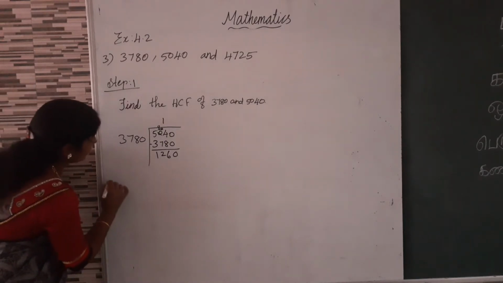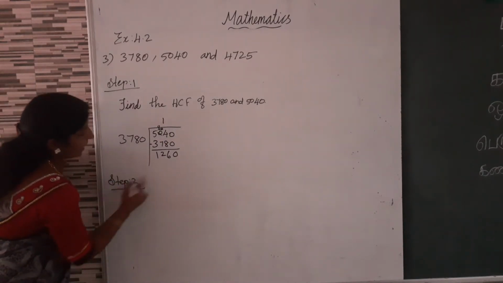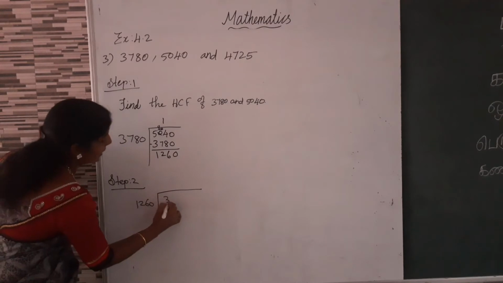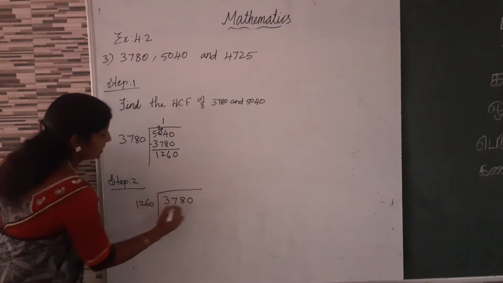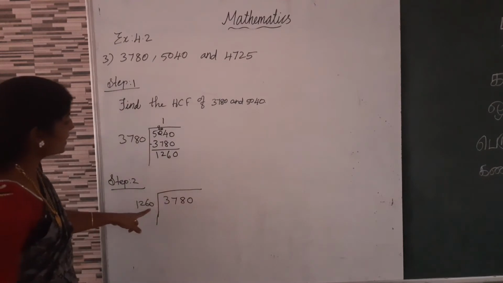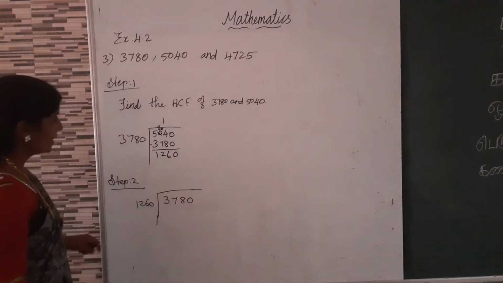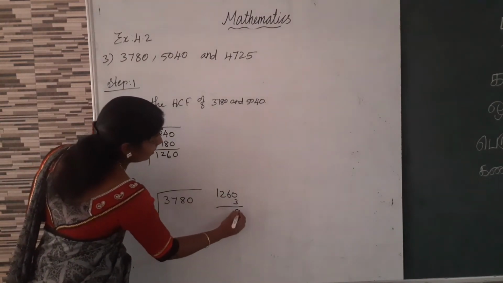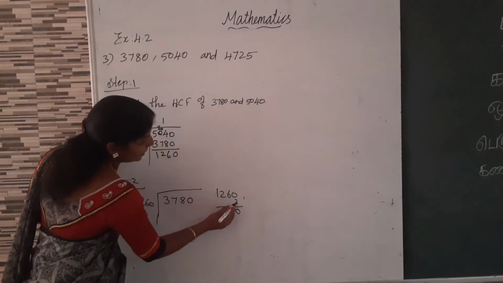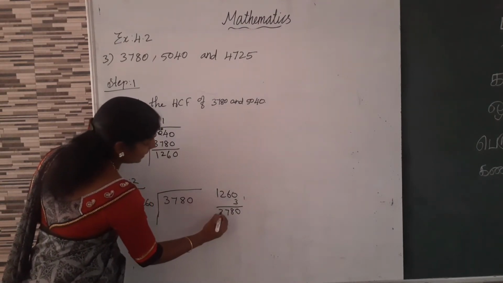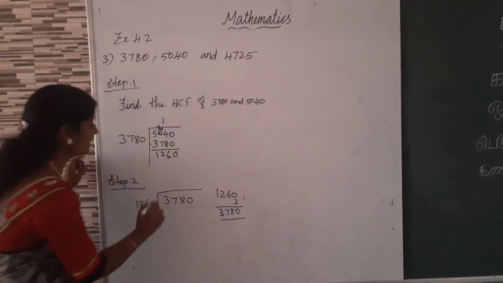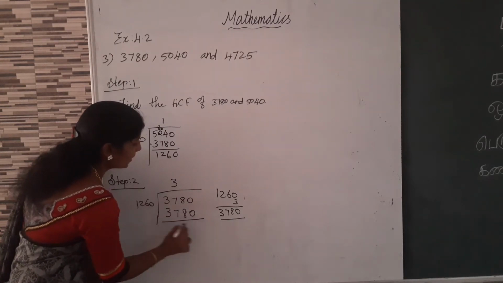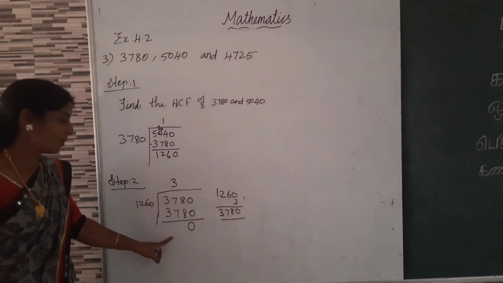This remainder is the next step, isn't it? Step 2. Remainder is the new divisor. Old divisor is the new dividend. Okay. So 3780 and 1260. Now we can say 3 times 1260. 3 times 0 is 0, 6 threes are 18, 1 balance, 3 twos are 6 plus 1, 7, 1 into 3, 3. 3780, 3 times, isn't it? Now we get remainder 0, so we can stop.